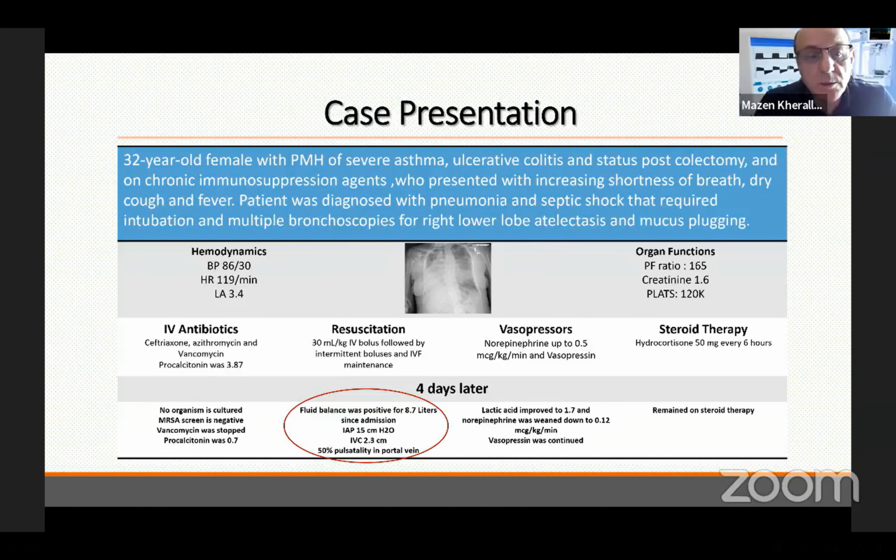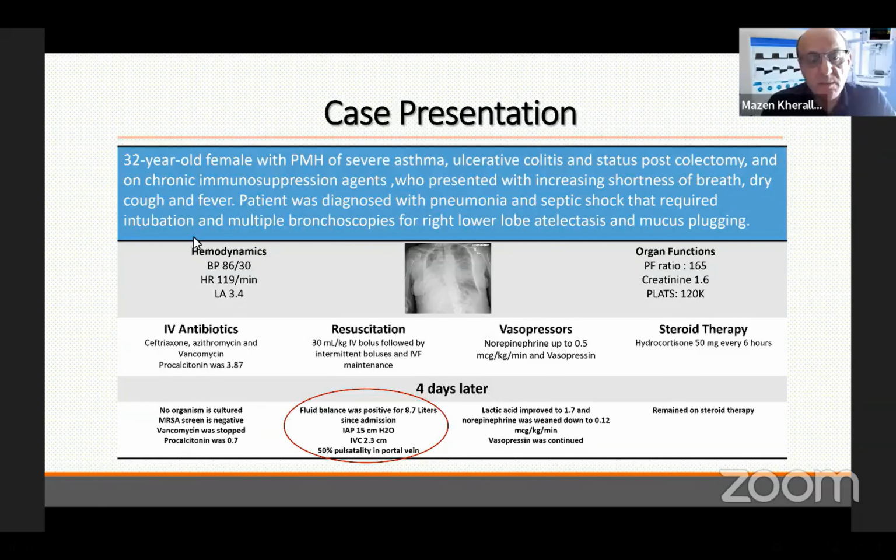This is a 32-year-old female, past medical history of asthma, ulcerative colitis. She had colectomy and she's on chronic immunosuppressive agents. Presented with symptoms and signs of pneumonia. You can see on the chest X-ray. She also had septic shock, required vasopressors. She required intubation. She had multiple bronchoscopies for right lower lobe atelectasis and mucus plugging.